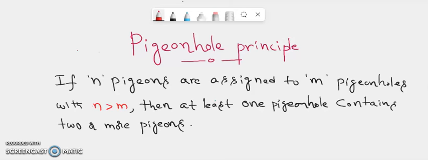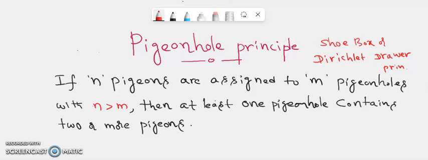Pigeonhole principle is also known as shoebox principle or Dirichlet drawer principle. It is sometimes useful in the counting methods.